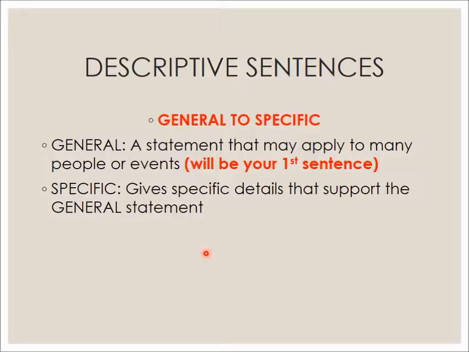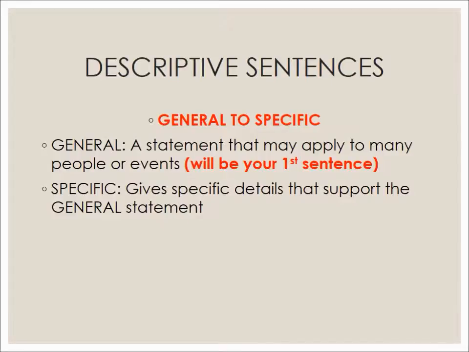Now, the last thing that we're going to do in arranging sentences is descriptive sentences. And let's talk a little bit about descriptive sentences. What that means is that you're going to deal with going from general to specific. Now, let's write this down. General means that's a statement that could apply to many people or events. Your general statement will always be your first sentence. General sentences are then followed up by specific examples or details that support the general statement.